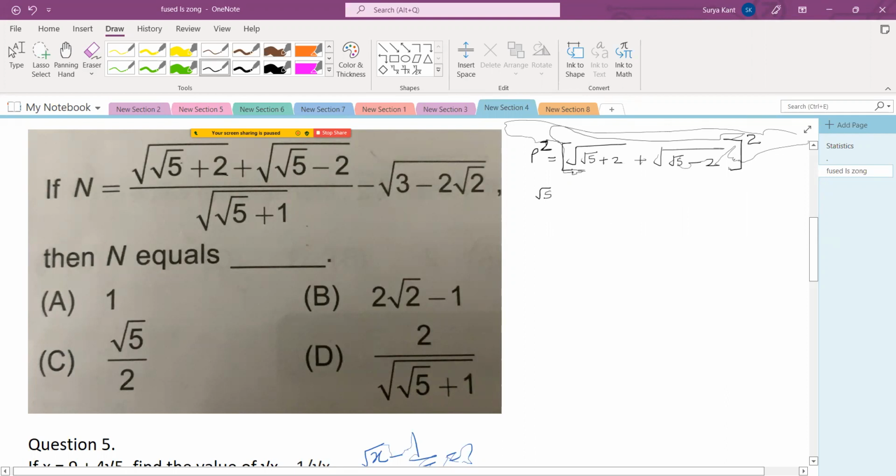Root 5 plus 2 plus root 5 minus 2. A square plus b square, then plus 2ab means plus 2 ab, if you multiply this one, right? Root 5 plus 2. Sir, did we square it on both sides?